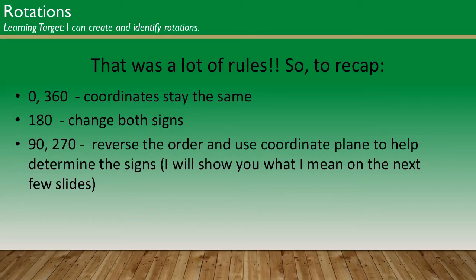Okay, so that was a lot of rules. Just to recap, if we have 0 or 360, everything stays the same. It's taking us back to the original place. 180, all you do is change both signs. Keep x and y the same, just change them to the opposite sign. 90 or 270, we're going to reverse the order and use the coordinate plane to help determine the signs. We'll see what that means when we look at some examples. Just remember 0, 360, or 180, we're staying in the same order. 90 or 270, we're going to swap the order.